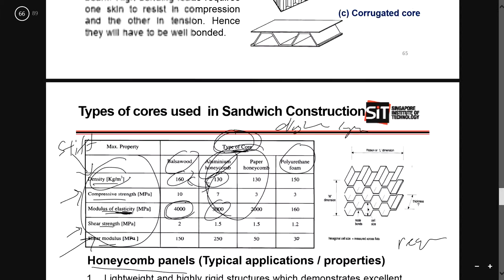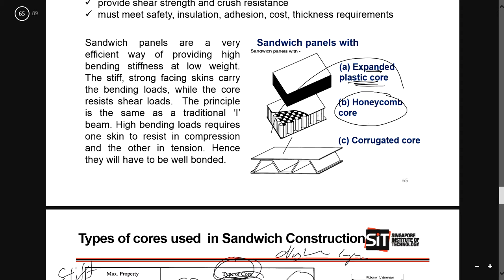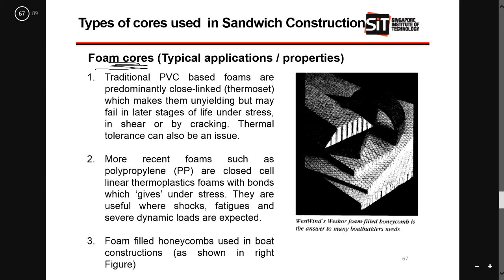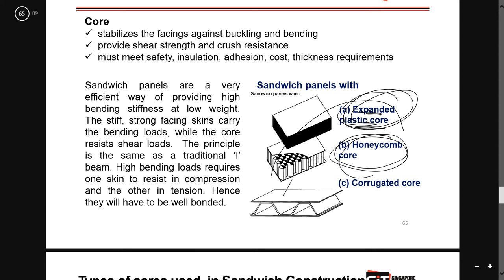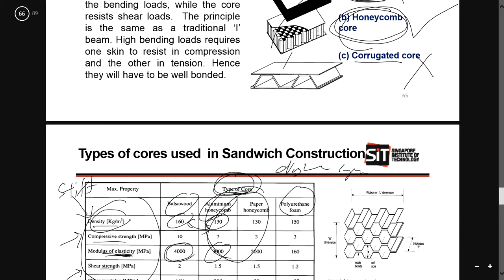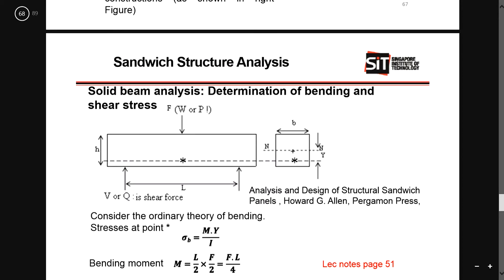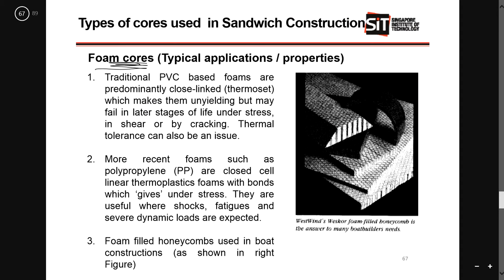Alright, after knowing the honeycomb, now we come back to talk about the expanded plastic core, where it talks about the foam cores. I believe it is the expanded plastic core. We somewhat talked about the honeycomb core already. Now about the corrugated core, I didn't see anything about that, so I don't think we are talking about it anymore. So our focus is only on these two now. Sorry about saying that we only talk about honeycomb. In fact we are talking about both of them now. So coming up next are the foam cores, or your expanded plastic cores.